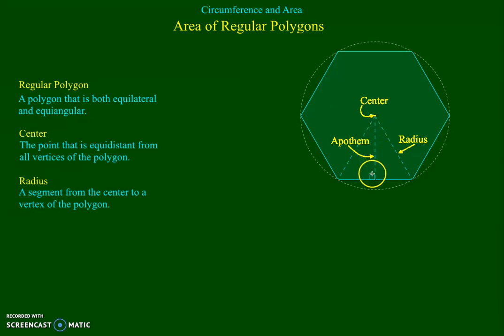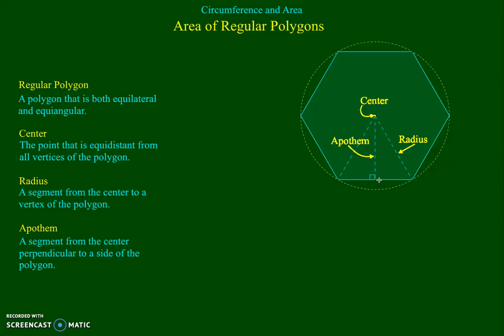But the apothem is an altitude, and the definition of an apothem is a segment from the center perpendicular to a side of the polygon. So the segment from the center perpendicular to a side. Each one of these triangles has an apothem. And so any regular polygon has one apothem per side. That's going to be another important factor that we're going to look at when we're dealing with area.